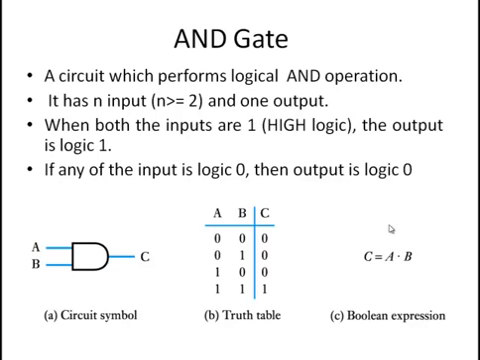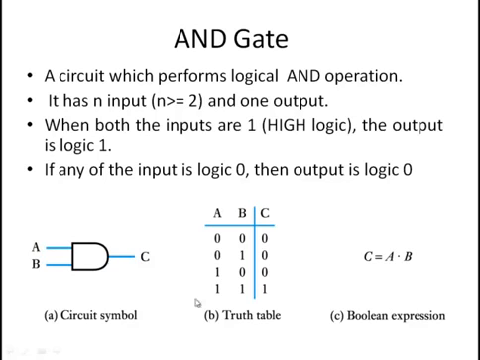Next, it is the AND gate. The AND gate performs the operation called AND operation, and this operation resembles the multiplication process. Its expression is given here: C is the output and A and B are two inputs, C equals A dot B. Further, the AND gate can have n inputs and one output, where n can be greater than or equal to 2. But here we have taken n equal to 2, that is, only two inputs, A and B. This is the AND gate, this is the output.